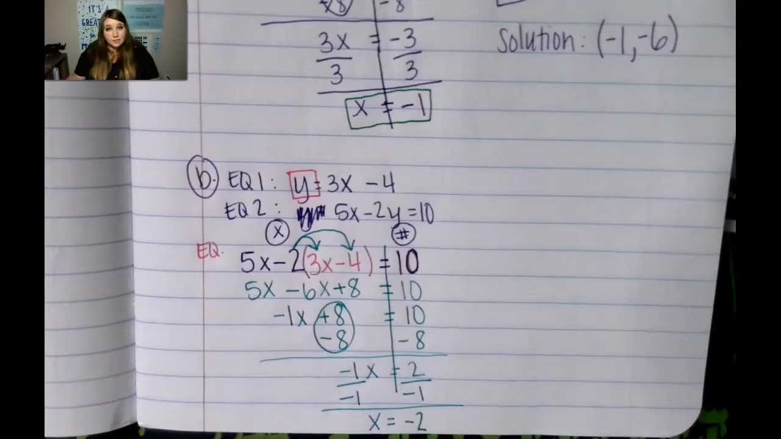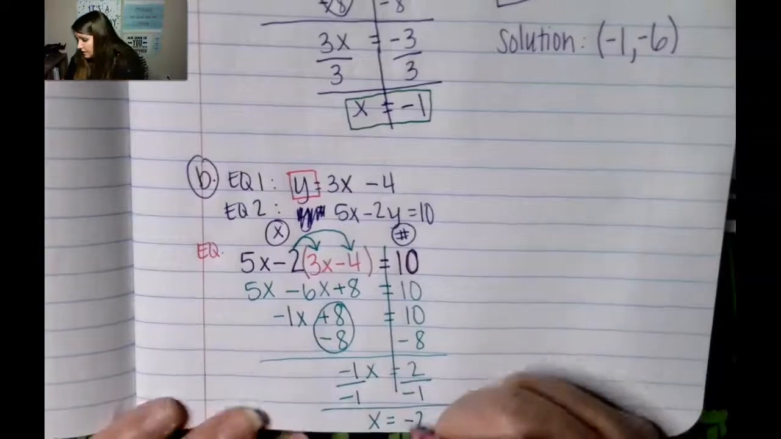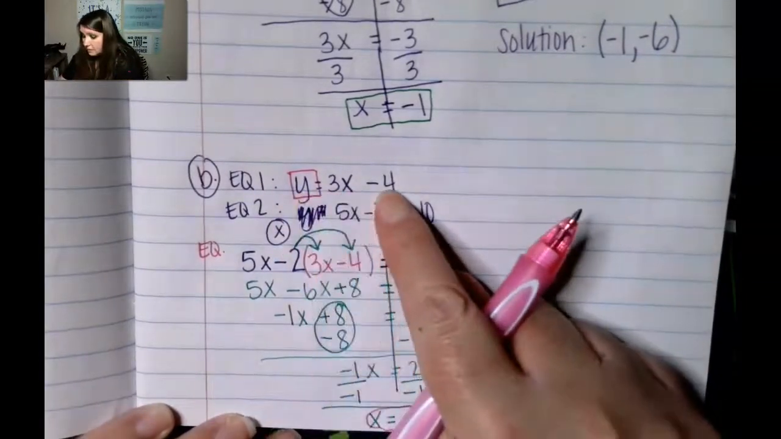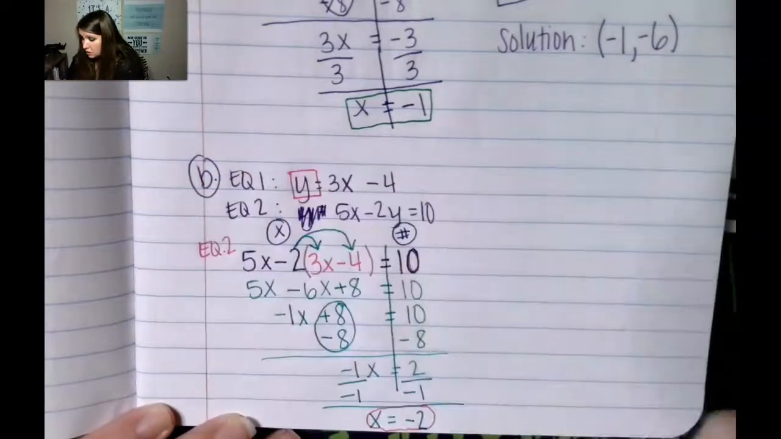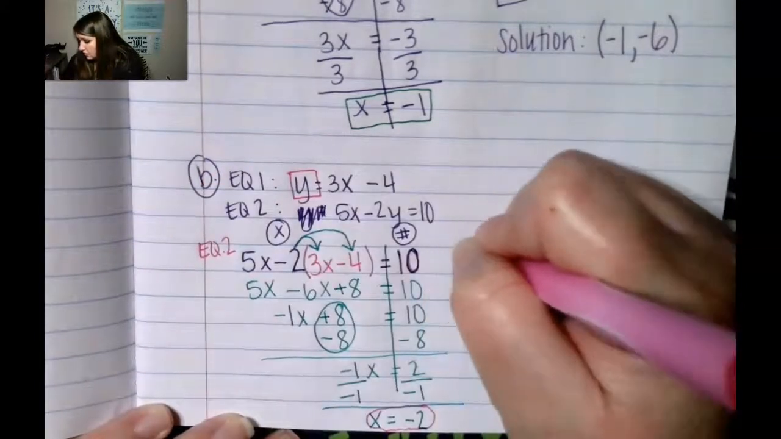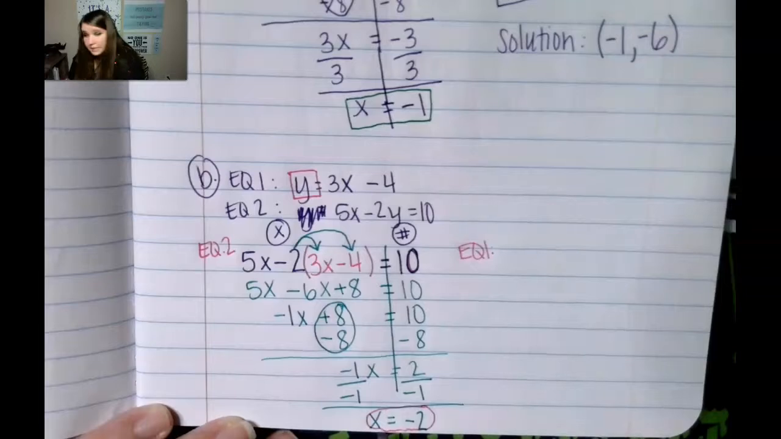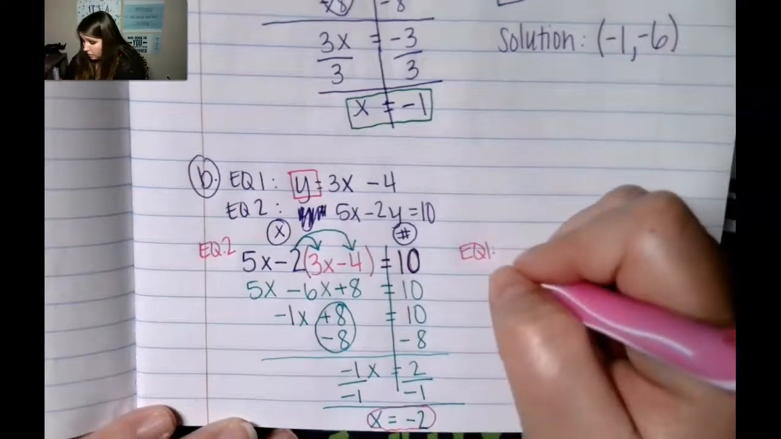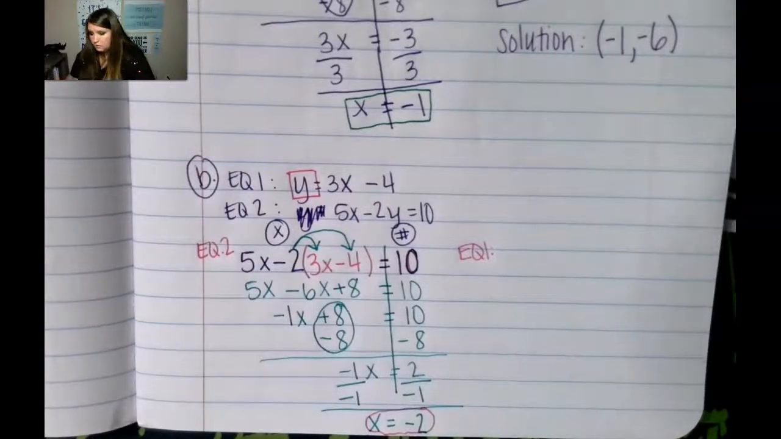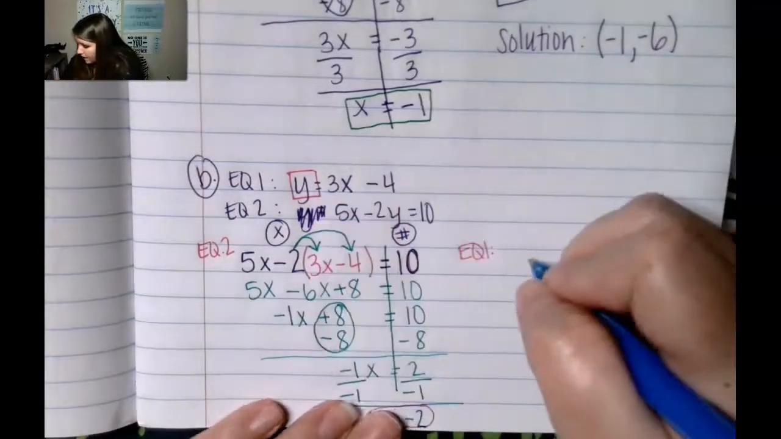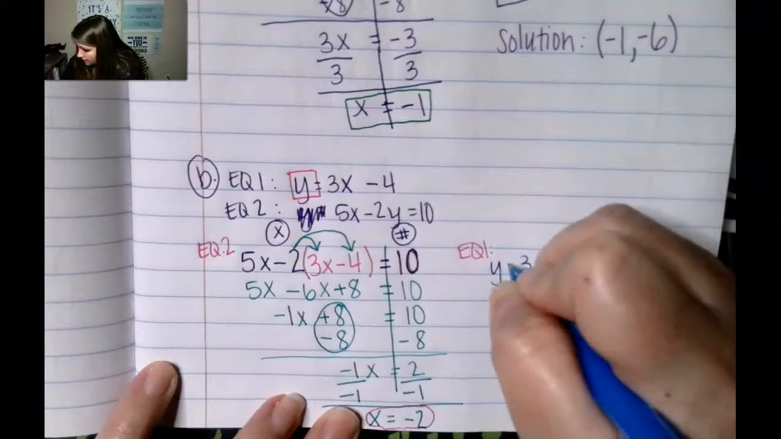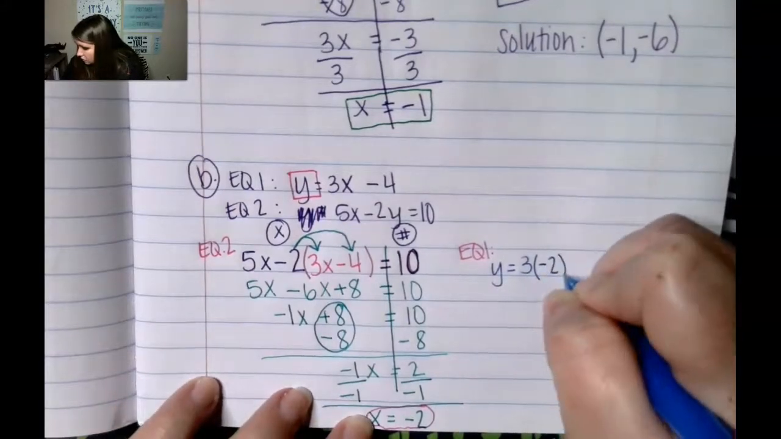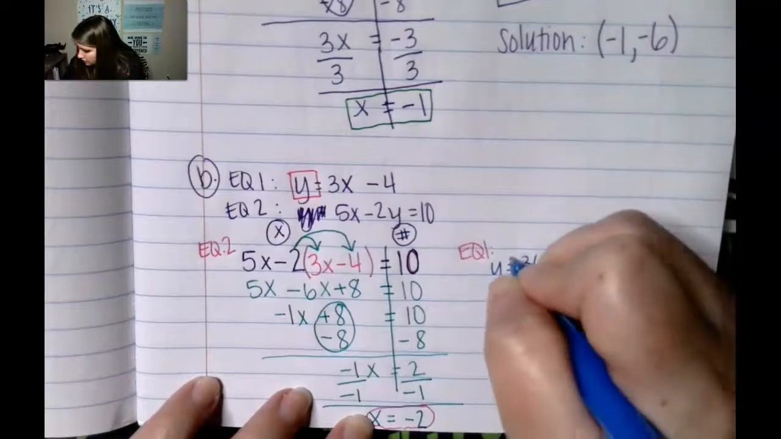Now remember, they're a system, they work together. So we're going to take this x value and put it into equation number 1. So we used equation 2. Now we're going to use equation 1 by substituting in this x value. So let's use a different color, y equals 3x, and x is negative 2, so 3 times negative 2 minus 4.